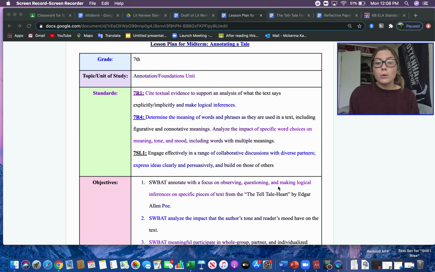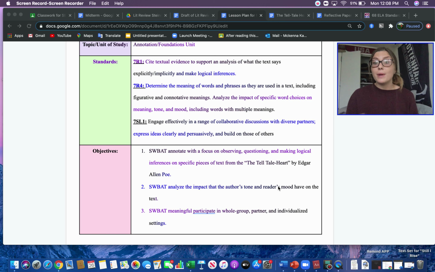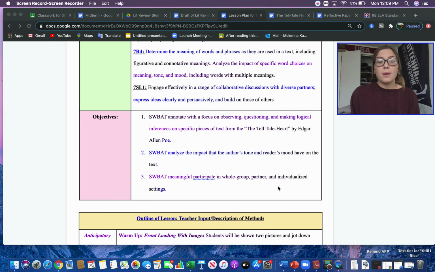My goal here is for students to be able to annotate with a focus on specific things like observing, questioning, and making inferences. And I also threw in identifying tone and mood here. I know this sounds like a lot, but my students have already practiced all of these things. It's just a matter of applying these skills to an actual reading piece through annotation.